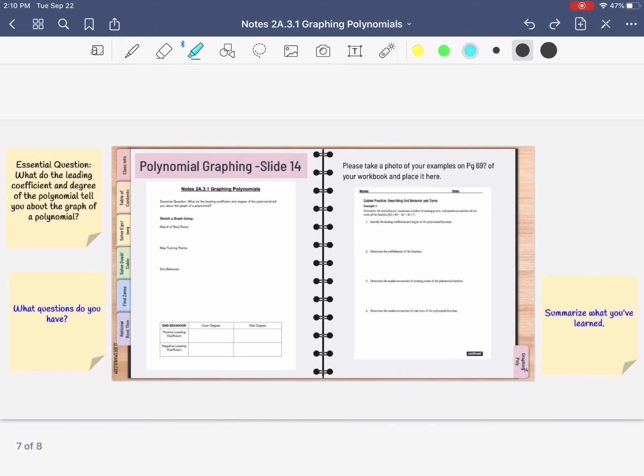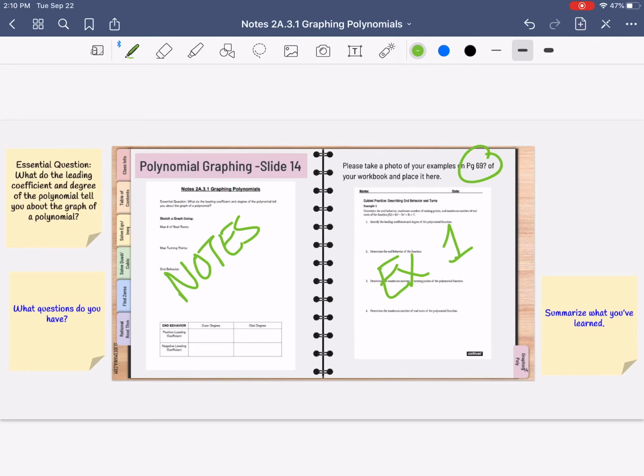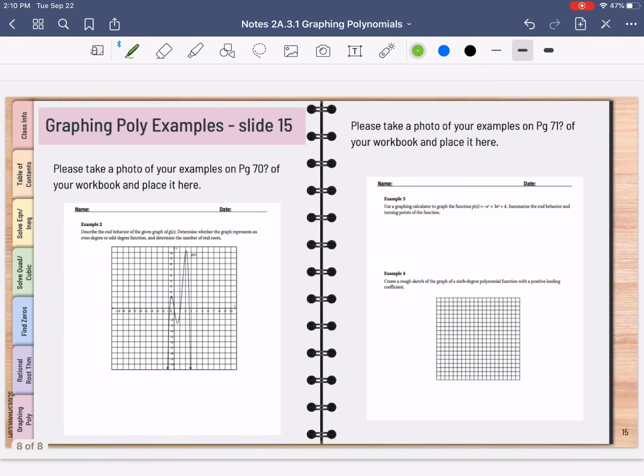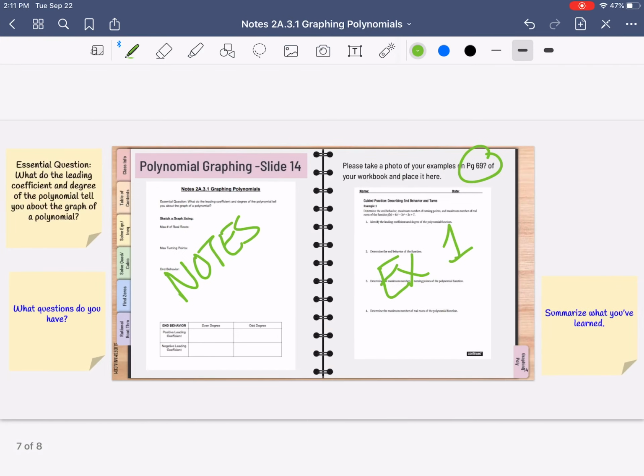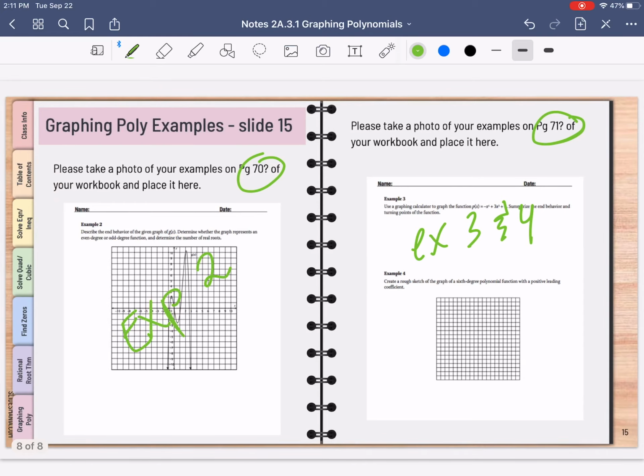All right, so here's where your notes are going to go. Slide 14, these are the notes part that we took, so that's going to go on the left. Example 1 was page 69. It's going to go on the right of slide 14. Example 2 is page 70. It's going to go on the left-hand side of slide 15. And then example 3 and 4 is page 71, and that's going to go on the right-hand side of slide 15. And that is our last set of notes that we're going to have for this unit.